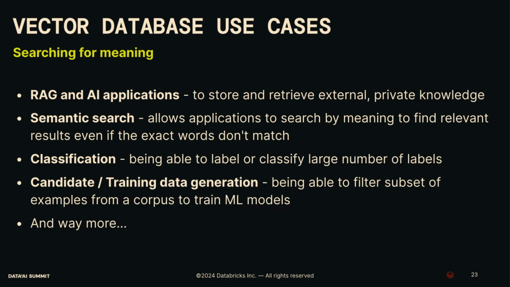And there are other use cases, so it's not just RAG and AI applications. Semantic search was really big before ChatGPT hit, right? So search applications, classification, candidate and training data. This is a really interesting one. Actually, we see also in the LLM space, a lot of companies ask a vector database to generate examples, and then they use those examples for few-shot learning or prompting for LLMs.